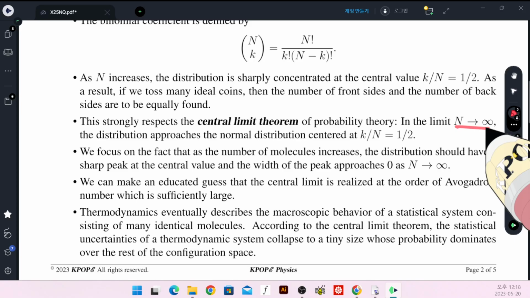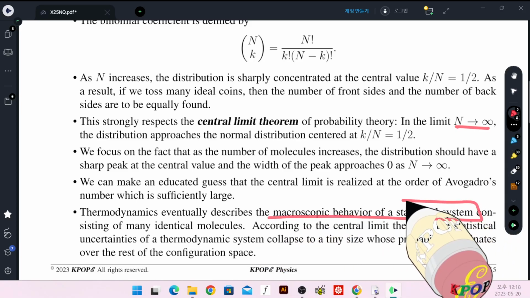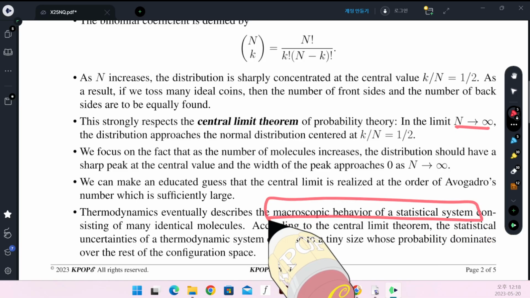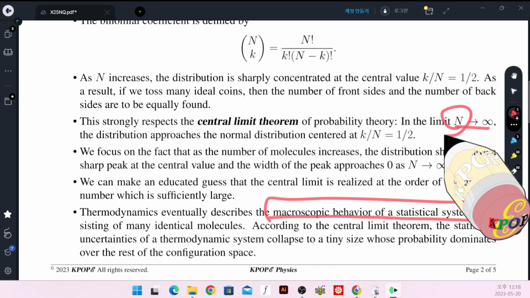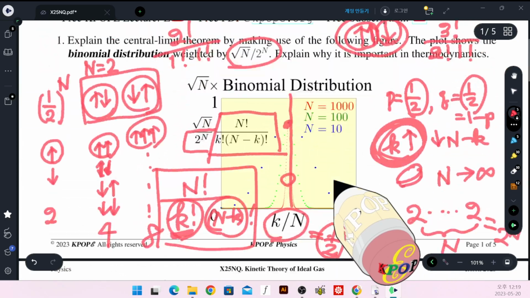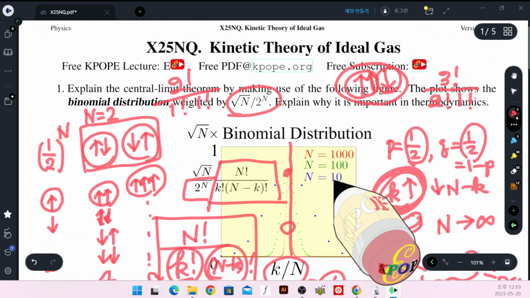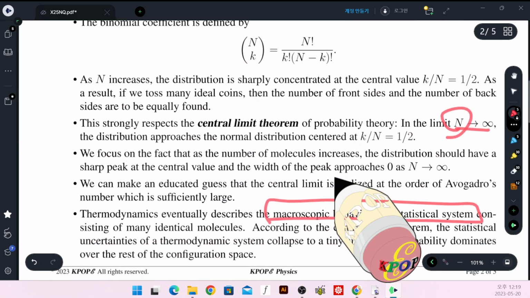Okay, in the macroscopic behavior of a statistical system consisting of many molecules, we find the central limit theorem works because the number of trials involved with identical particles in a macroscopic system is satisfying the central limit theorem.